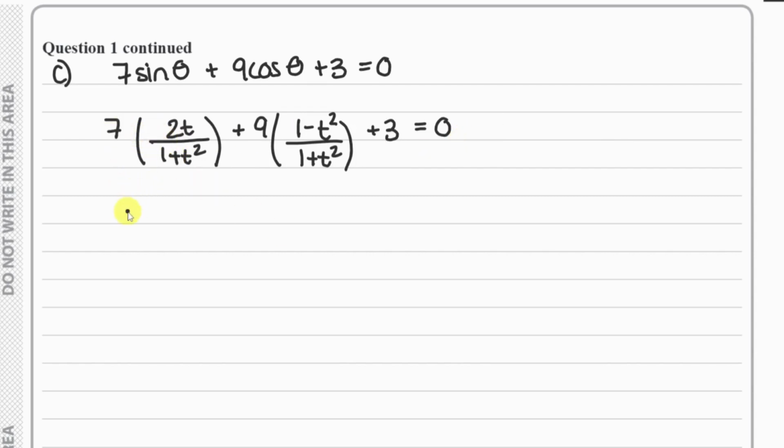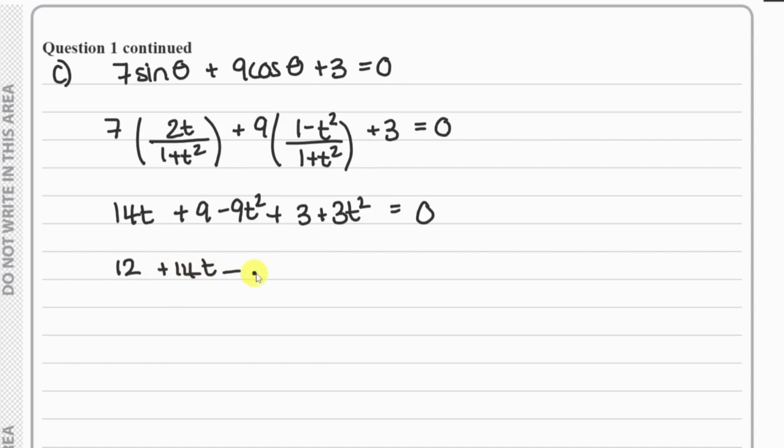So multiplying out this bracket here, I'm going to get 14t. Then I'm going to get plus 9 minus 9t squared from the second bracket. And then by multiplying up by 1 plus t squared, it's going to cancel this denominator, and this denominator, but it's going to give me 3 plus 3t squared. Multiplying the other side, 0 times anything remains at 0. So then we can tidy this up. We're going to get 12 plus 14t minus 6t squared is equal to 0.